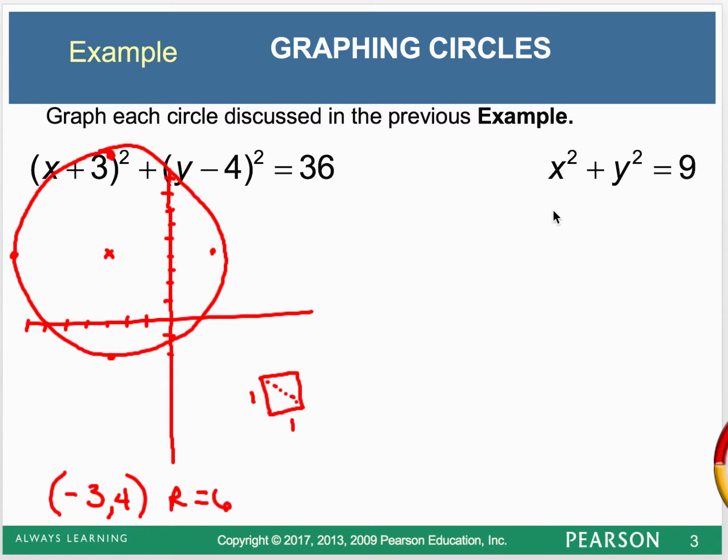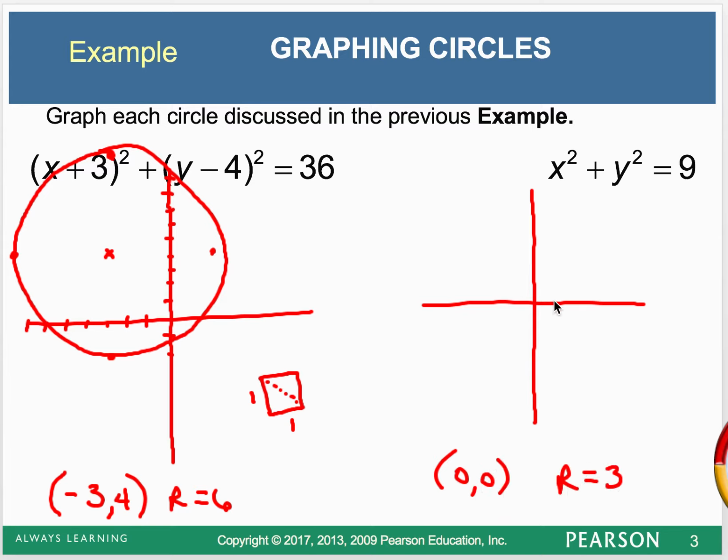Okay, so same thing here. What this tells me is that my center is at 0, 0, and my radius is 3. So it'll be a little easier to graph since my center's at 0, 0.